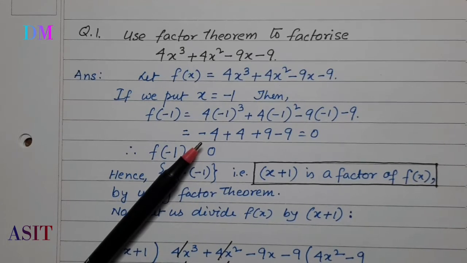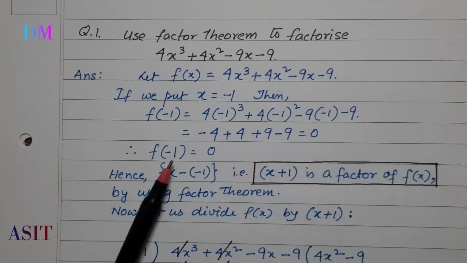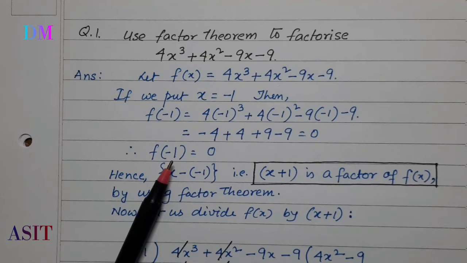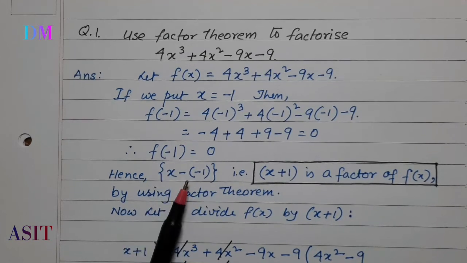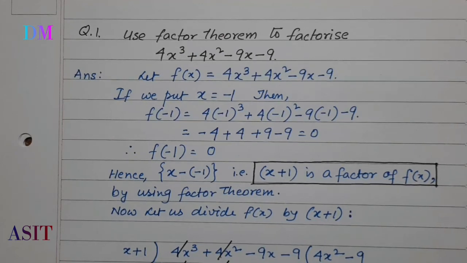Hence, after simplifying each term, we get f(-1) equals to 0. So we got f(-1) equals to 0. That means x minus of minus 1 is a factor, which implies x plus 1 is a factor of f(x). Therefore, x plus 1 will completely divide the polynomial f(x). Now let us divide f(x) by x plus 1.